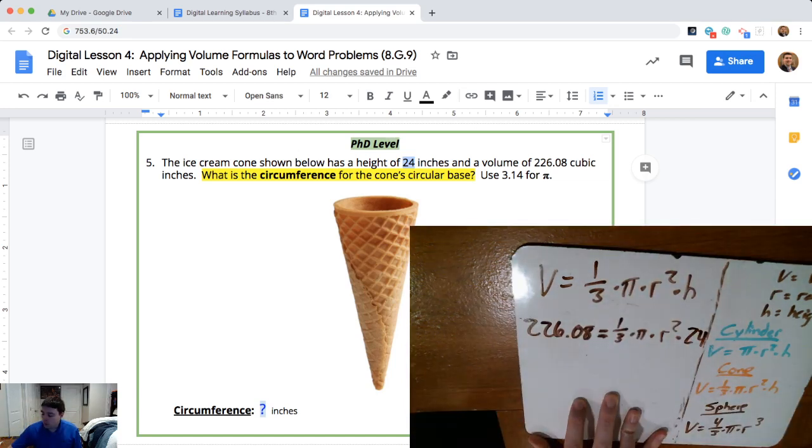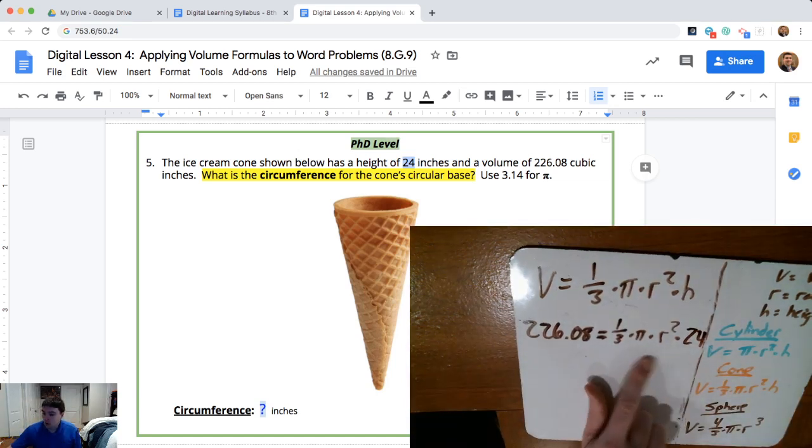So our volume formula now only has, it's lengthy, a little complicated with an irrational number, pi, and a fraction, 1/3. But r squared represents, r is the only variable we could solve for, the radius now.